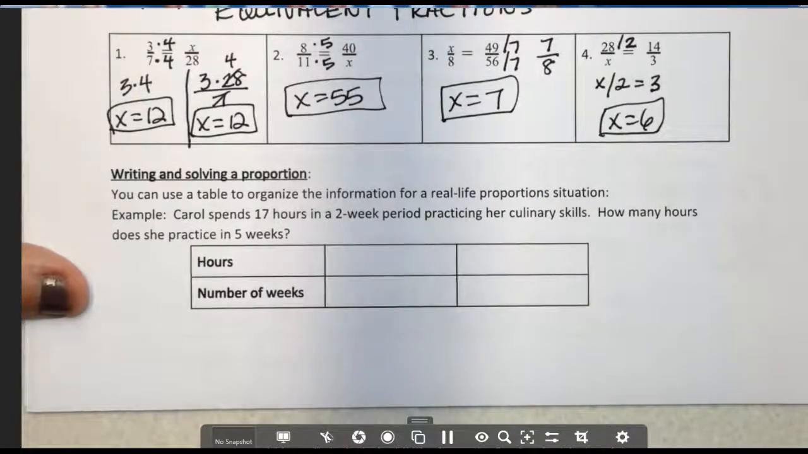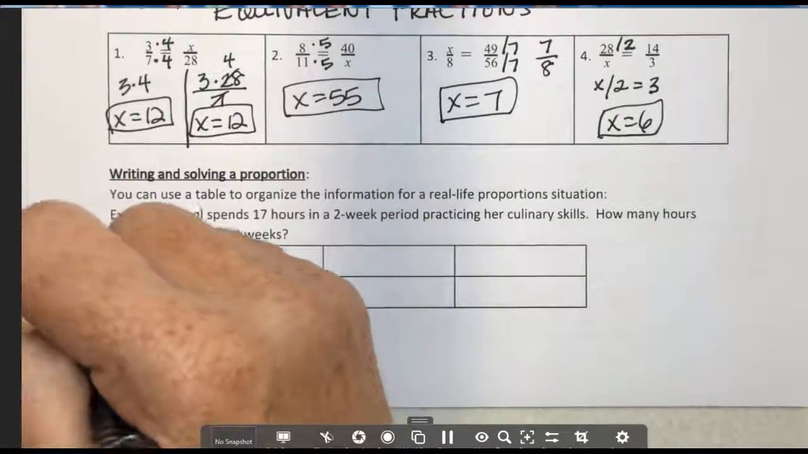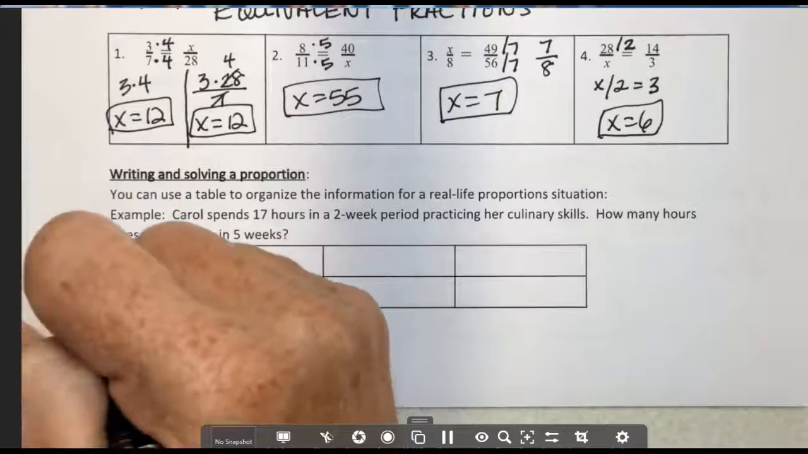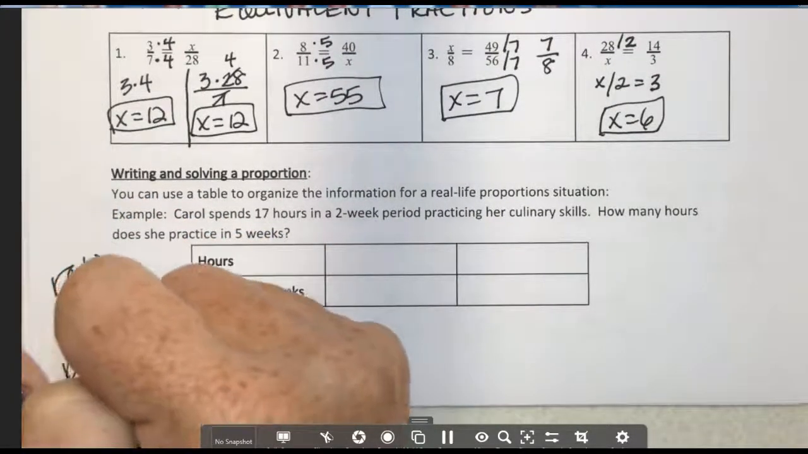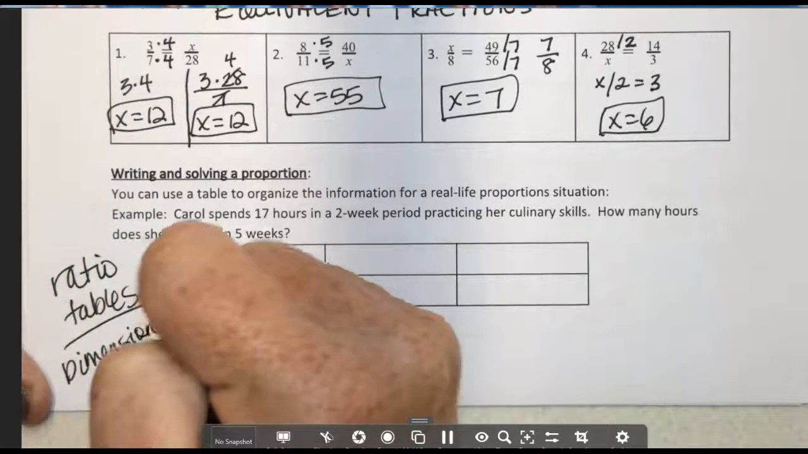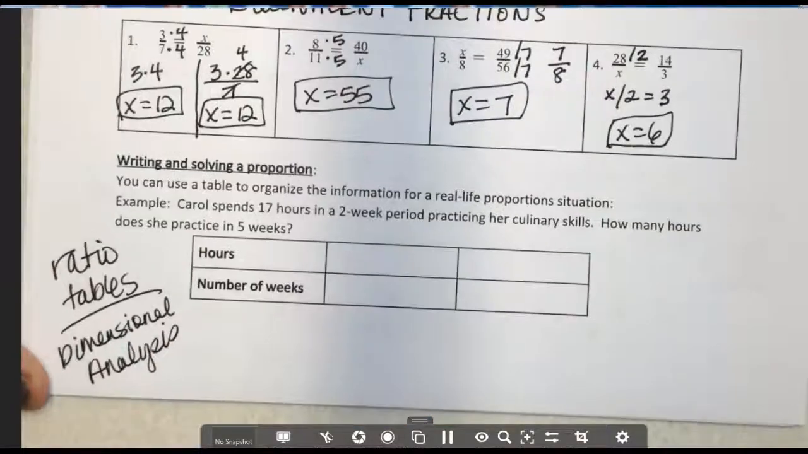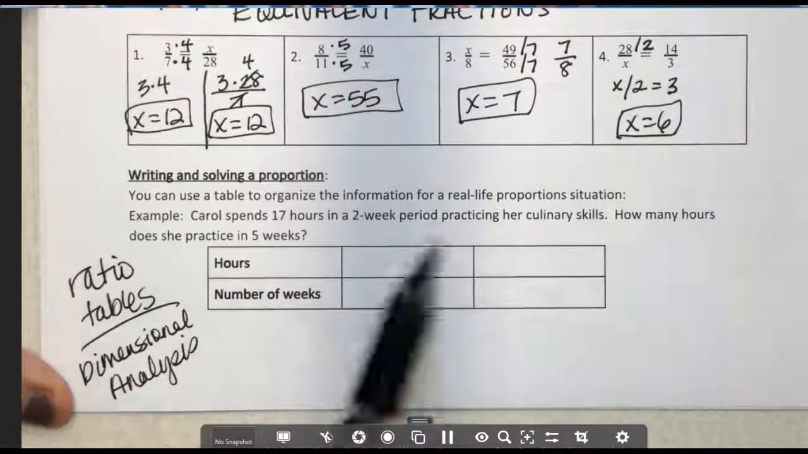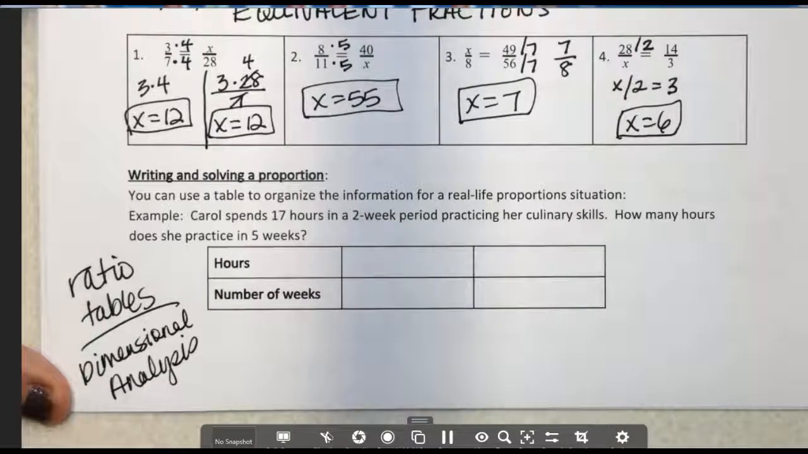Okay, so writing and solving a proportion. You can use a table to organize the information for real-life proportion situations. And here we're going right back to dimensional analysis, where you've got labels and you're dealing with ratio tables. These are all the same thing. Ratio tables. Dimensional analysis. They are all intertwined because they all really are different forms of the same idea. Okay? So when you hear these phrases, don't get freaked out about the words. Just understand you know how to do all of this at this point.